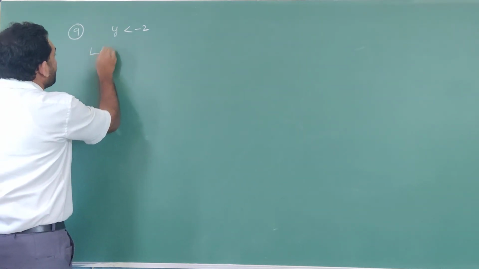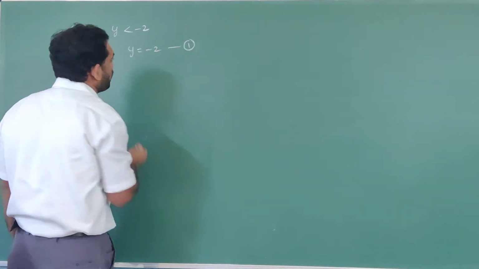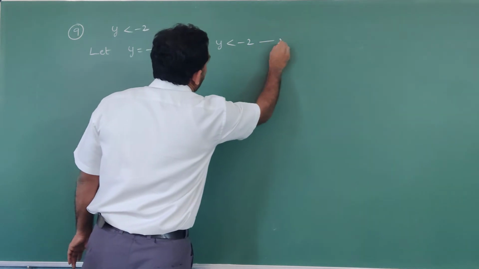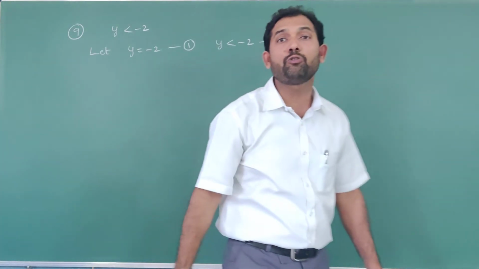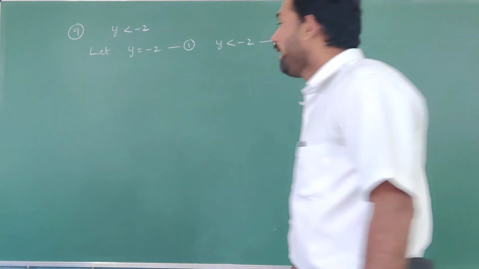So we consider that y is equal to minus 2, equation number 1. y less than minus 2, this is equation number 2. Like that you have to separate it. So you have to consider y is equal to minus 2.